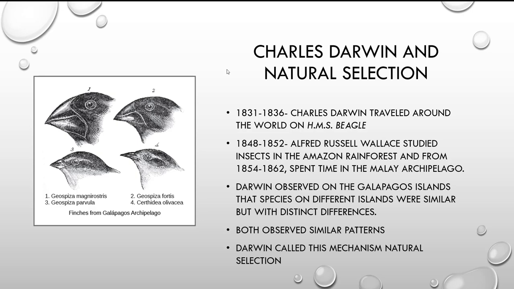Both Wallace and Darwin were very independent in their observations and their studies, but they were observing similar patterns. So they were coming up with the same hypotheses. Charles Darwin started thinking that maybe there's a mechanism at work that explains these similarities with distinct differences, called natural selection. Okay.